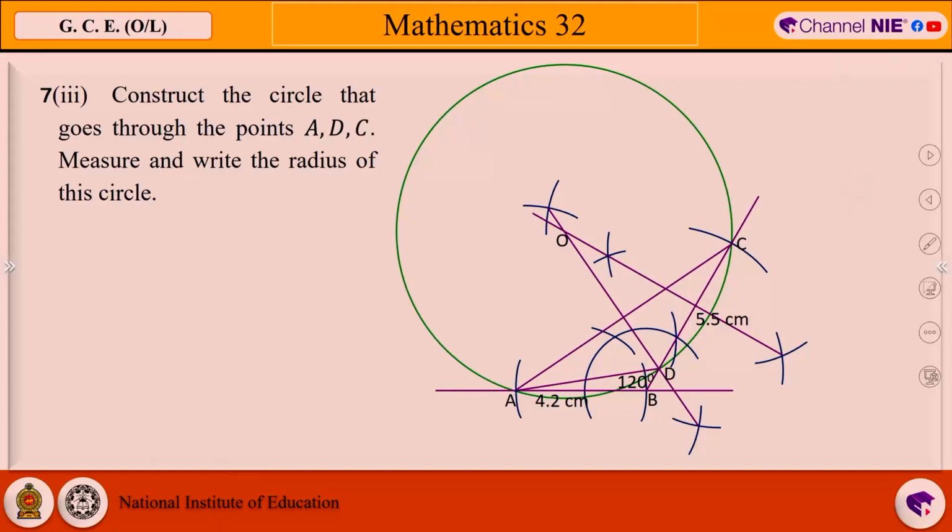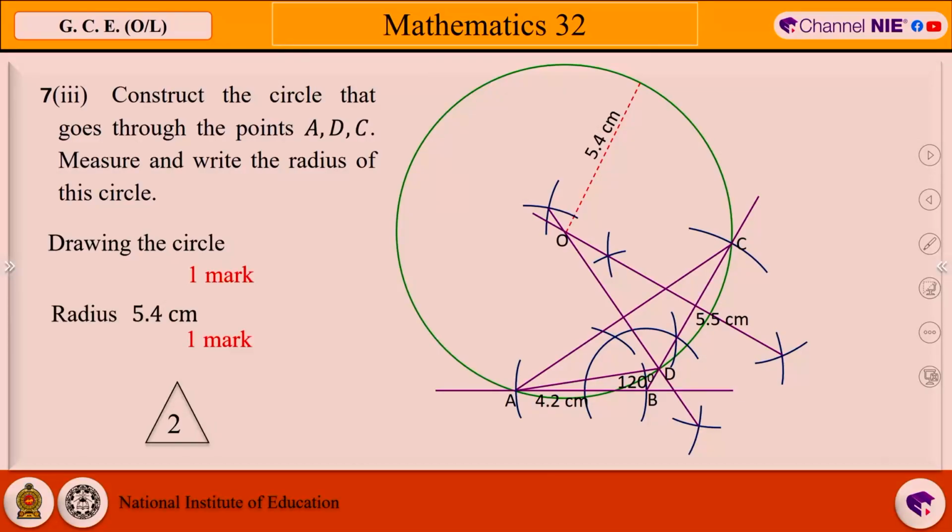Now, we can measure the radius. You can use your ruler to measure the radius, and here it is 5.4 centimeters. It is very important, dear students, to draw a rough sketch before constructing the given figure. Keep that also in your mind, and we will see how many marks you will get for this. 2 marks: 1 for drawing the circle, and another 1 mark for measuring and writing the radius of the circle. That is third part.